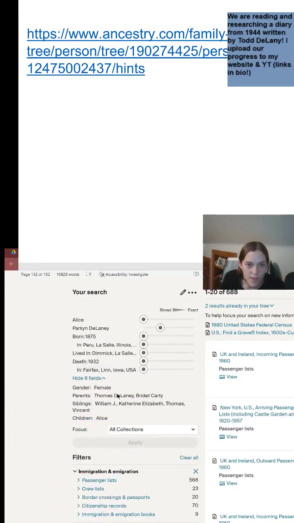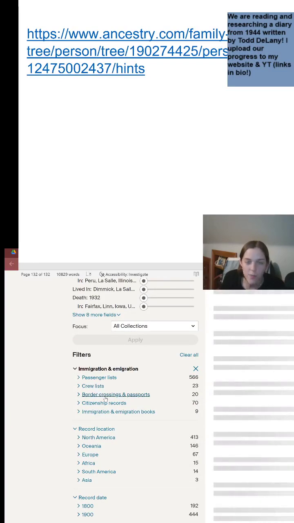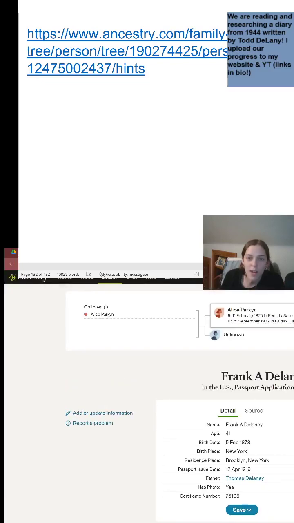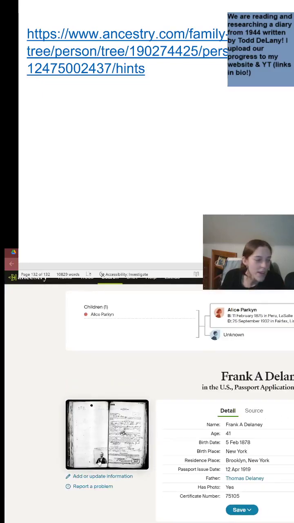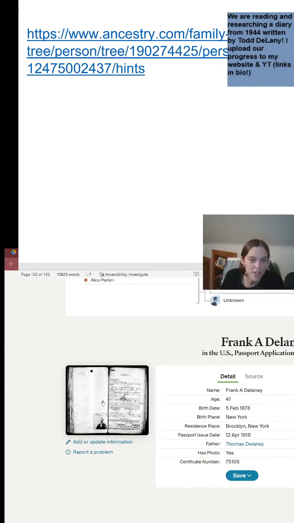And one other place where you can look for pictures is if you go to immigration and you go to border crossings and passports. So the passport applications, see, these are from Brooklyn. That's funny because that's what a lot of the ones I was researching before are from. But a lot of these passport applications have pictures in them, and they're just kind of hidden. You don't realize. They don't show up as pictures. But that's just a tip for you.